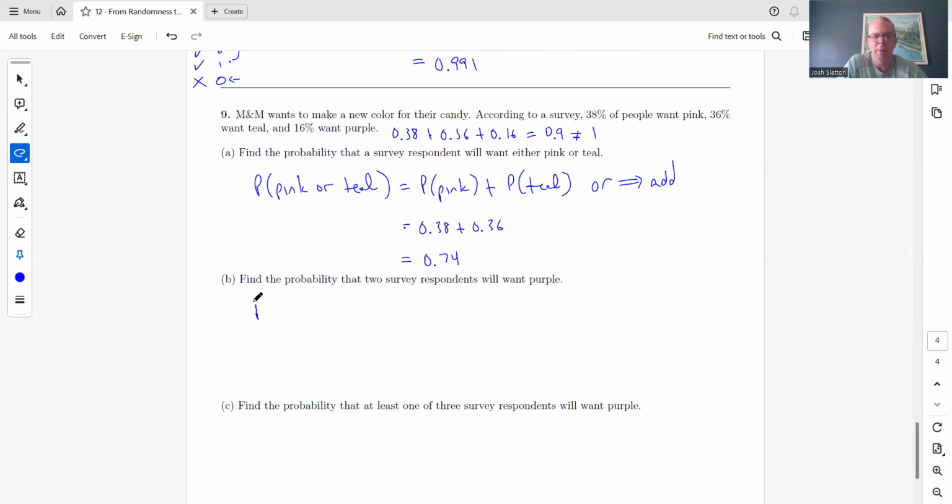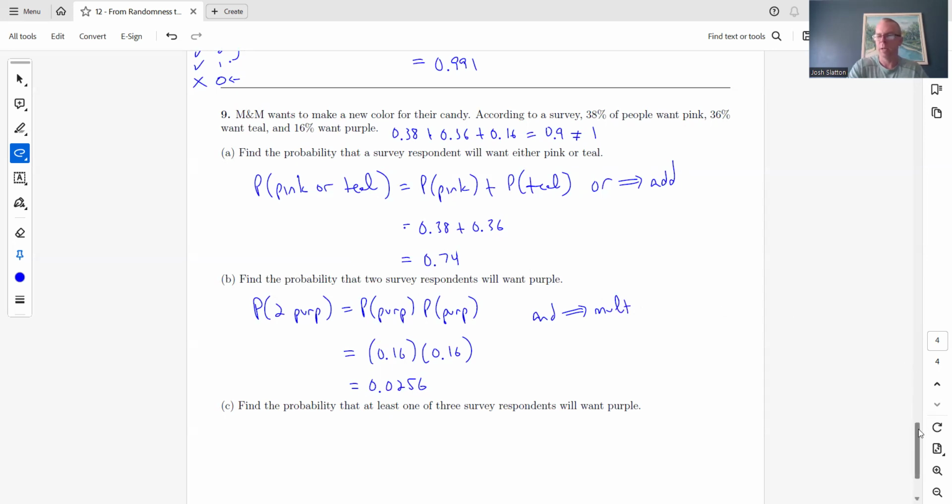So probability of two purples, and we can assume these are independent. So if we just pick random people, we can pretty safely assume that one is not going to influence the other. So the probability of purple times the probability of purple, and probability of purple is 16%. So this would just be 0.16 times 0.16, and that gives us 0.0256. All right, and again, or means add, and means multiply.